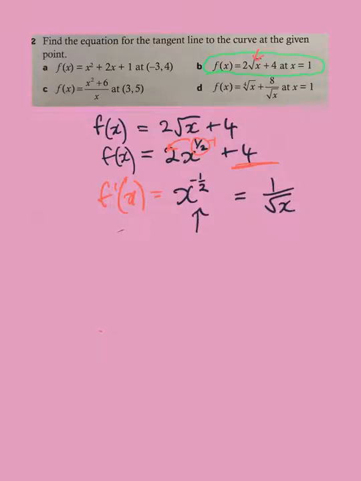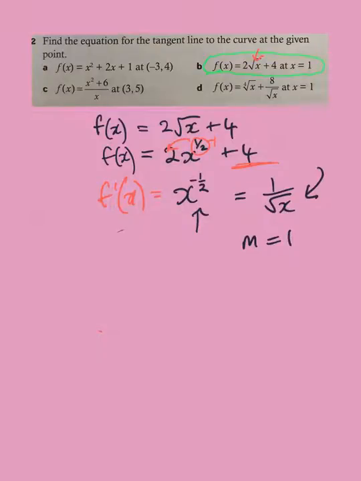So now I want to write the equation, and I know that it's at x equal to 1. So the gradient has to be 1. If x is 1, then the gradient is going to be 1, because the square root of 1 is 1, and 1 over 1 is also 1.